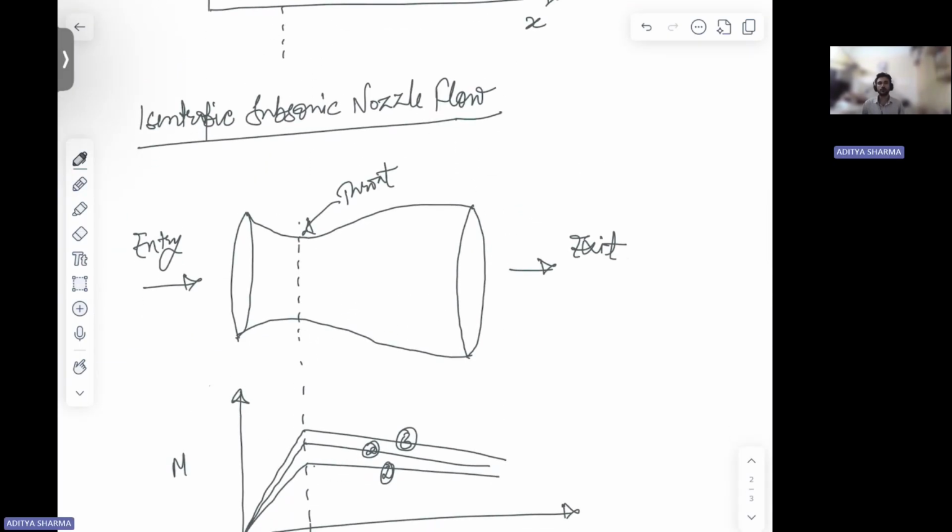So this is isentropic subsonic nozzle flow. What happens is, there is pressure at your entry and there is pressure at your exit, right? Your pressure at the entry has to be high with respect to your pressure at the exit, only then are you going to have flow. Now, if your pressure at the exit is not sufficiently low, the flow at your throat is not going to get choked.